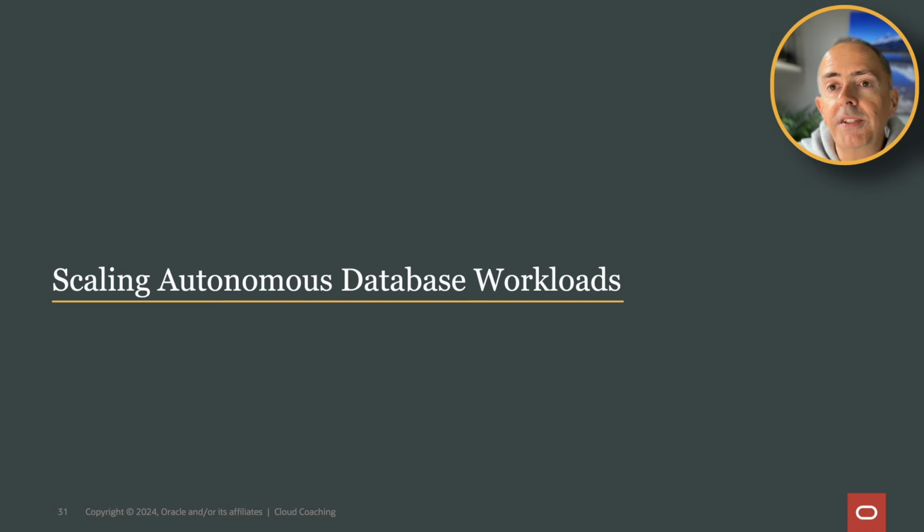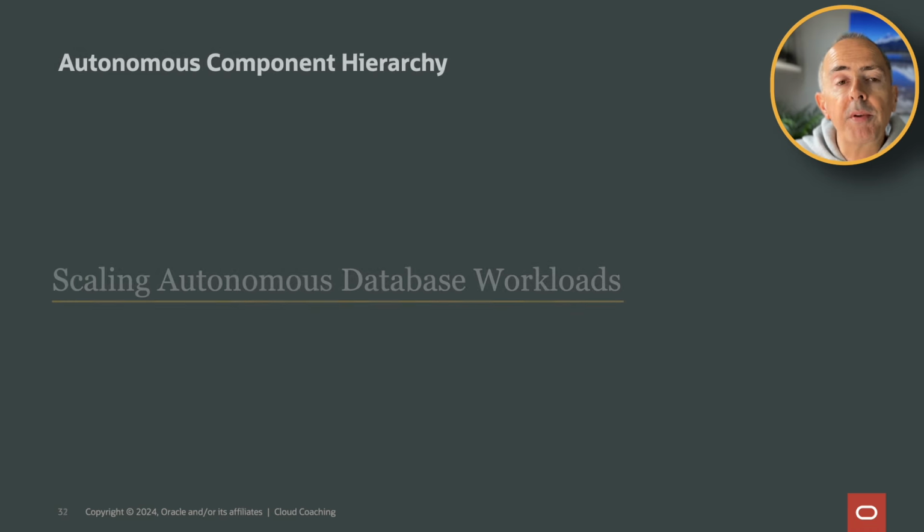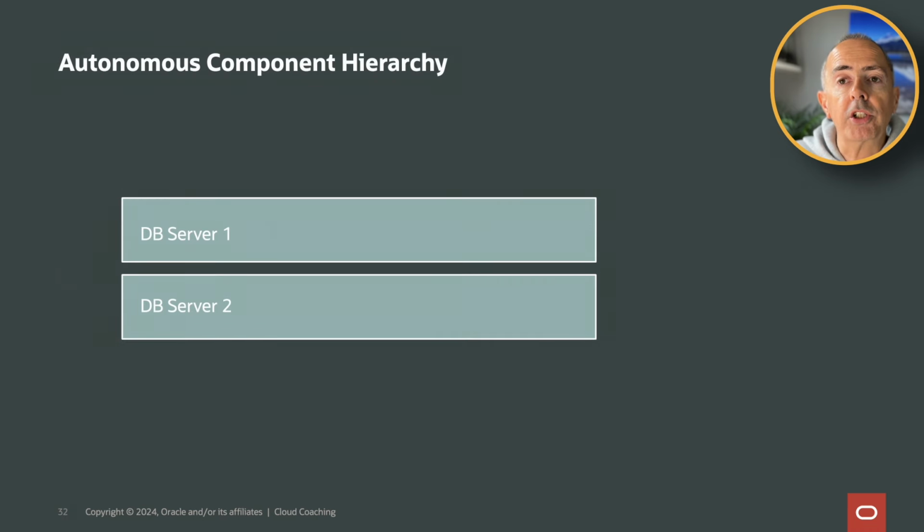Now, one of the nice things about Exadata Cloud Customer is that we can run the autonomous database as well on the same infrastructure. So we're going to now look at how we scale the workload with an autonomous database, because it is slightly different. So let's start with how the various components interact with each other.